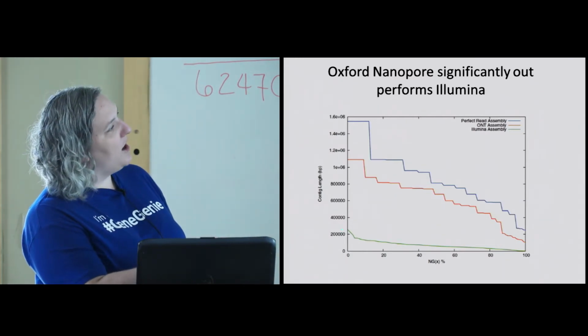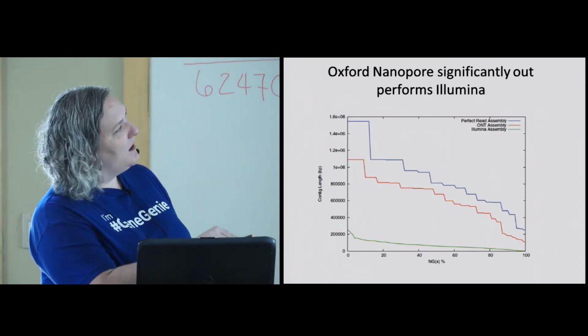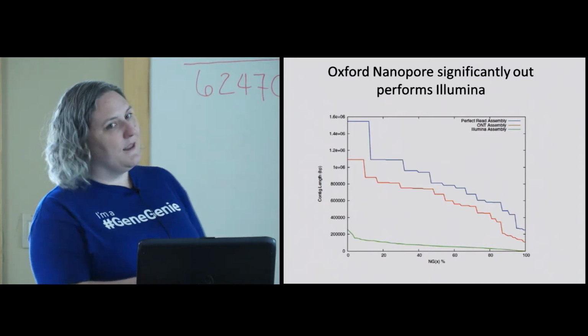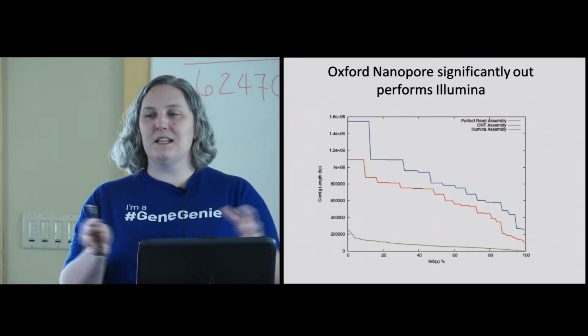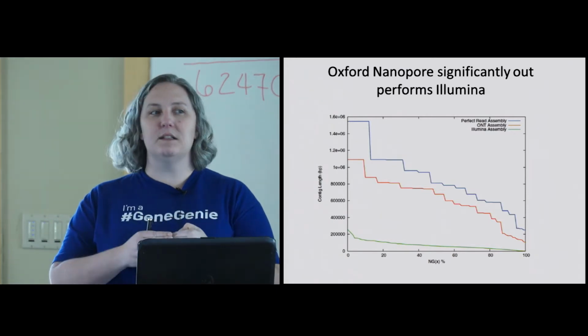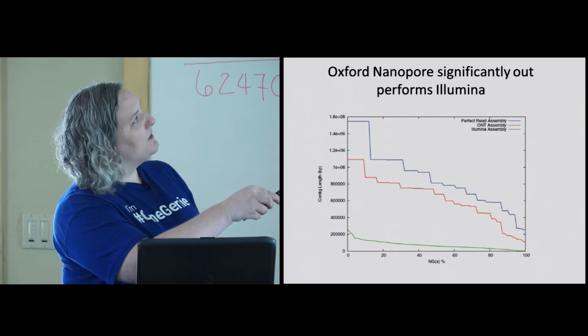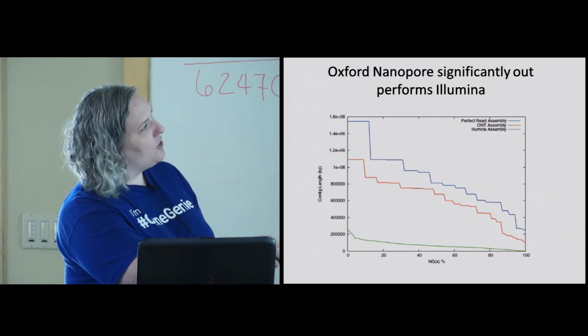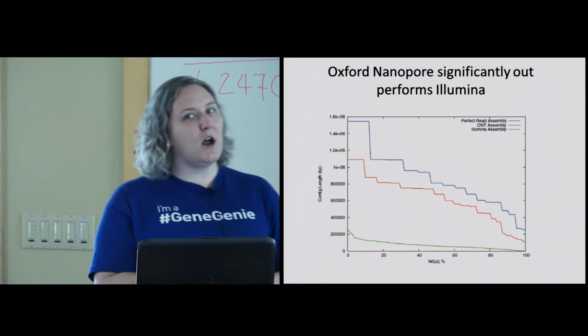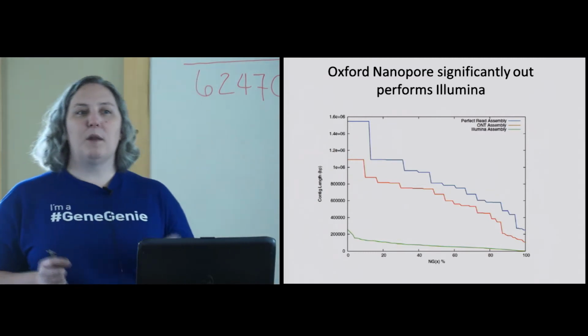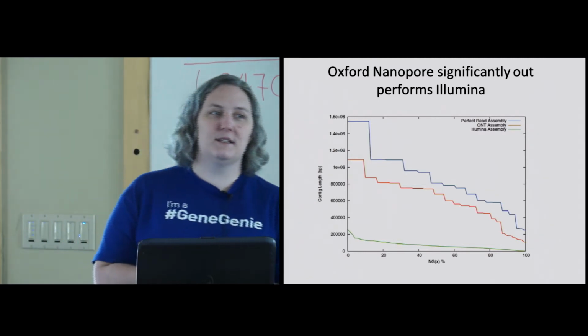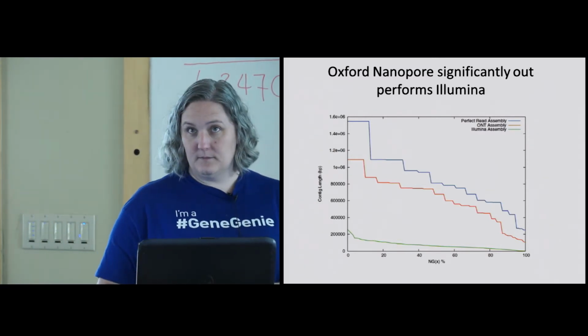We can see the contig length in N50 is much lower for Illumina. That means we're not able to put it together in as many solid pieces. We have more pieces that we're not quite sure where they go together. With the Oxford Nanopore, however, we see much larger contigs and much greater contiguity of the genome. So we're able to put that genome together into fewer pieces. It's less of a jigsaw puzzle.